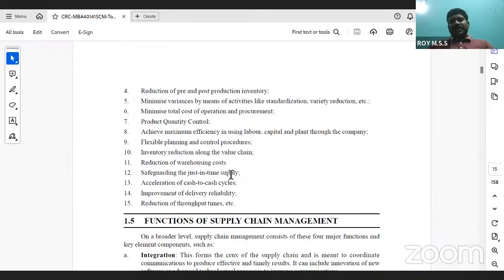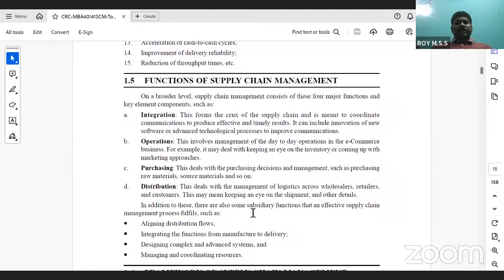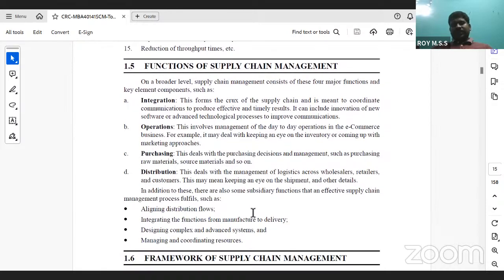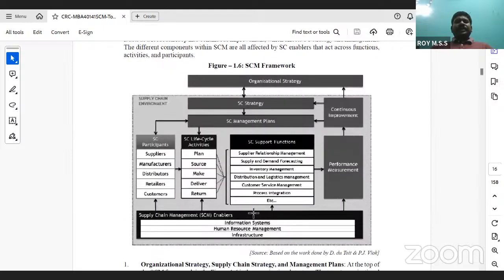Safeguarding the just-in-time supply. Maybe in the upcoming chapters, we will see what is just-in-time. Acceleration of cash-to-cash cycles, improvement of delivery reliability, reduction of throughput times. Okay, all the things, functions, integration, operation, purchasing, and distribution. Integrating all the things, day-to-day operations, sourcing and purchasing, and the distribution are the major functions of that. This is an important question or important topic.